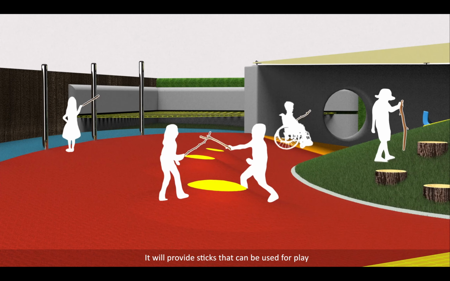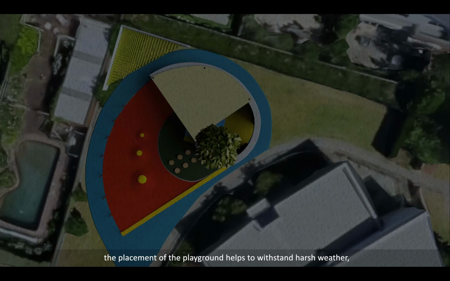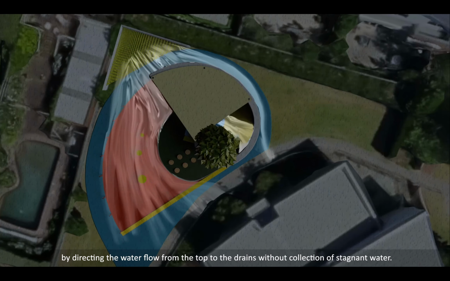It will provide sticks that can be used for play as well as form an ecosystem by being an anchor. Lastly, the placement of the playground helps to withstand harsh weathers such as rainfall and snowfall by directing the water flow from the top to the drains without collection of stagnant water.